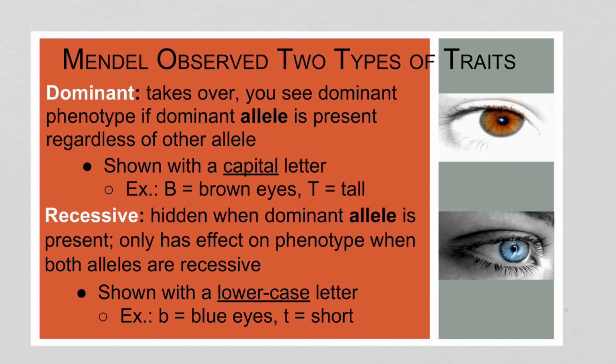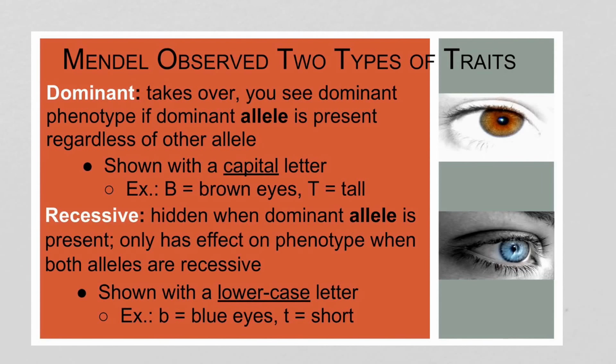So Mendel observed 2 types of traits. He saw dominant traits, and in the case of a dominant trait, this is the one that you're going to see in the phenotype. So whether there are 2 dominant alleles present or just 1 dominant allele present, in the case of simple dominant recessive inheritance, the one dominant allele is all that's needed in order for that to be the phenotype. Dominant alleles are shown with a capital letter. So, for example, here, the capital B is for brown eyes. In that case, the recessive allele, which is shown down at the bottom, is blue eyes.